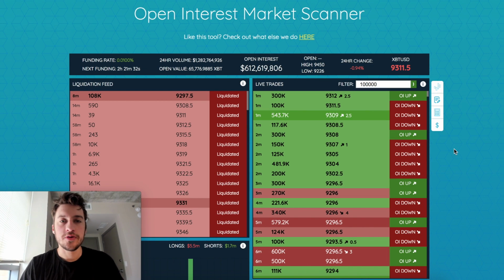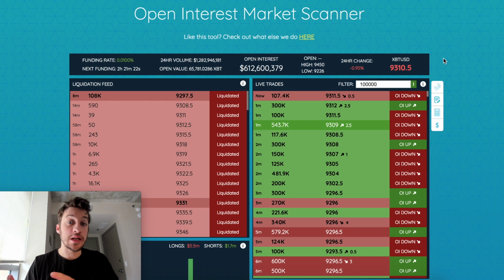You are looking at the open interest market scanner from coinmarketman.com/market scanner, and I have two things set up, guys. First, I'm going to introduce this page, what it is, and then we're going to talk about the best tool on this page and how I use it for live trading and scalping with a pretty high success rate.